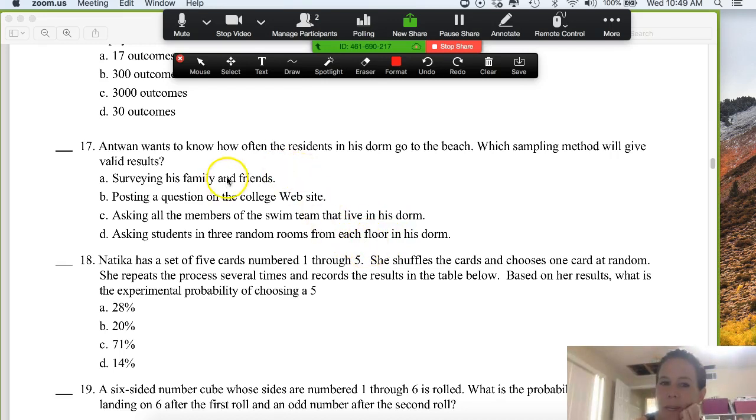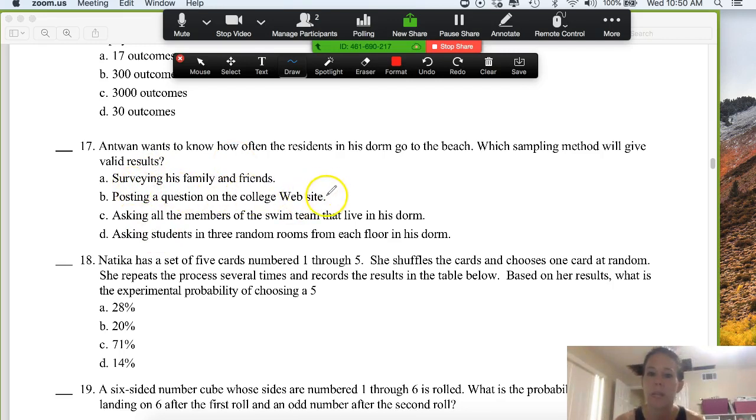Okay, what bias might surveying his family and friends give? If he knows them, they'll probably say, like they like it for him or something like that. Yeah, or because they're his family and friends, they might be biased to like going to the beach because he likes going to the beach, right? And that's why he's friends with them, because they like doing the same things. Okay, so that's a pretty biased question.